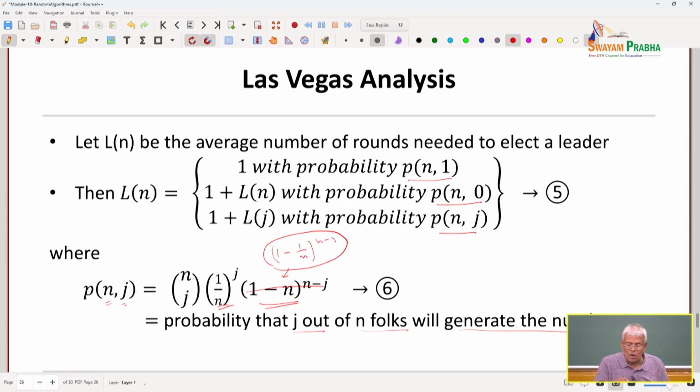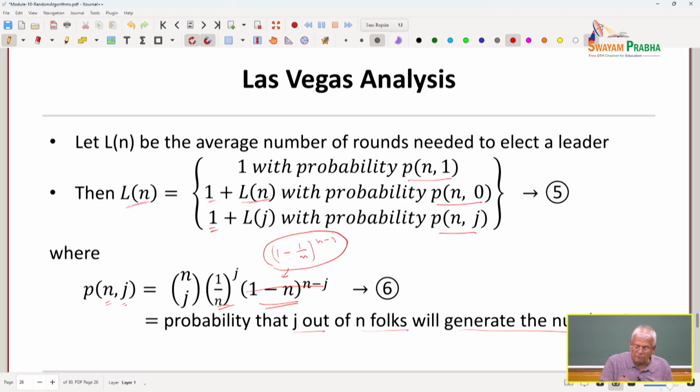If j is 0, I spent 1 round, but I have not found any leader, so I am going to have to consider an average L_n. So L_n is equal to 1 plus L_n with the probability p_n,0. So this is called steady state analysis. In queuing theory, this kind of analysis is very popular.